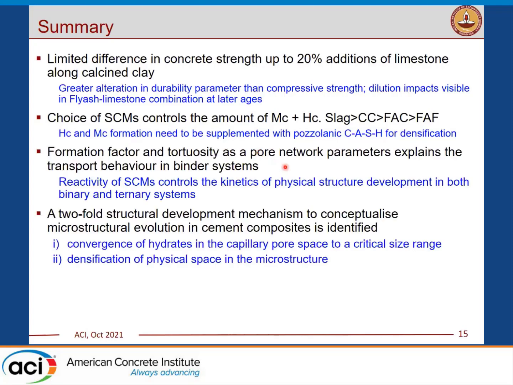Formation factor and tortuosity as pore network parameters explain the transport behavior in this range of different binder chemistries. And we do see that the reactivity of the system, which impacts the kinetics of physical structure development, is almost similar in both binary and ternary systems. And a twofold structure development mechanism was conceptualized. There is a convergence of hydrates, which happens quite rapidly in the case of calcined clay systems. Thereafter, there is a densification of physical space, which is governed by other factors that could lead to slower development of microstructure over the curing period.